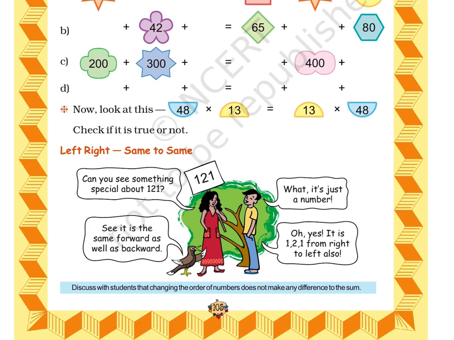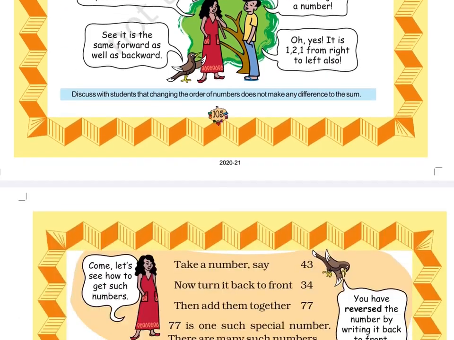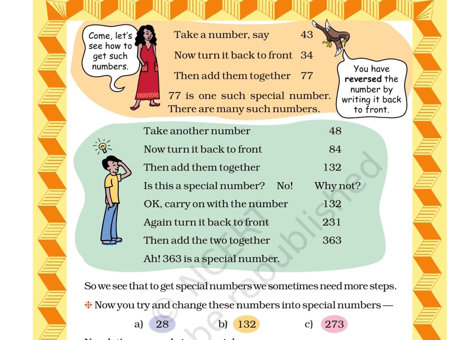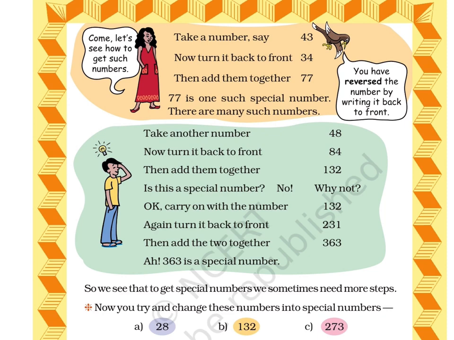For the teacher, discuss with students that changing the order of numbers does not make any difference to the sum. Page 106. A girl is telling us something, and a bird is there to respond perhaps. The girl says, "Come, let's see how to get such numbers. Take a number, say 43. Now turn it back to front. 34. Then add them together. 7, 7, 77."